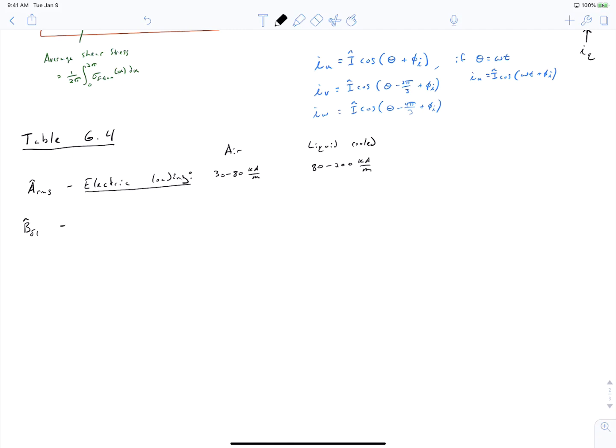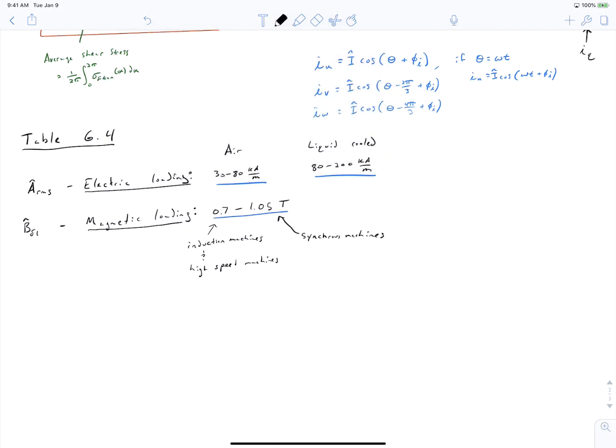We called it B delta in this exercise because I was not keeping track of harmonics. I was assuming everything was at the fundamental. And with conventional materials, it's reasonable to get between 0.7 and 1.05 Tesla. At the lower end of this is induction motors or high-speed motors. And at the high end of this are synchronous machines. And then you can talk about achievable values of your average tangential stress, your average shear stress, and the book does not put brackets around that.